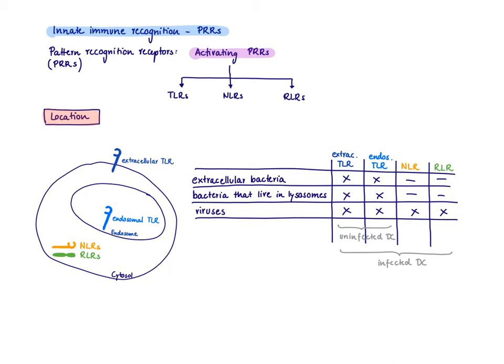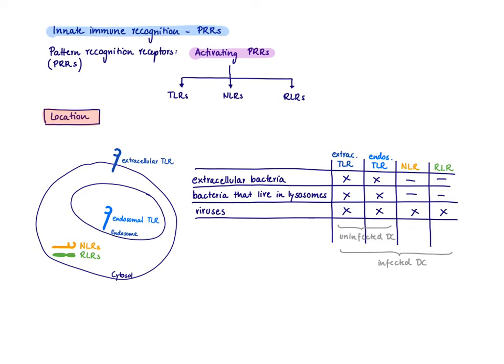So when we are, for example, dealing with extracellular bacteria, you can imagine that obviously the extracellular TLR will pick these extracellular bacteria up, but also there's always going to be something phagocytosed, so it's going to end up in the endosome, and the endosomal TLR is going to recognize that. But in the cytosol, we're not going to find extracellular bacteria, so no activation of NLRs and RLRs.